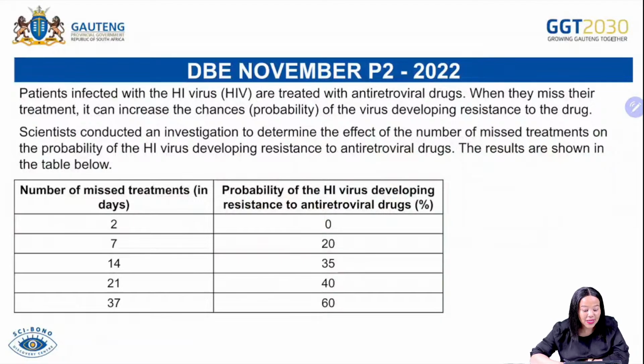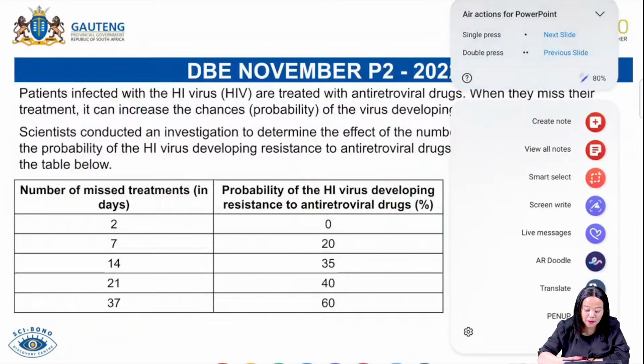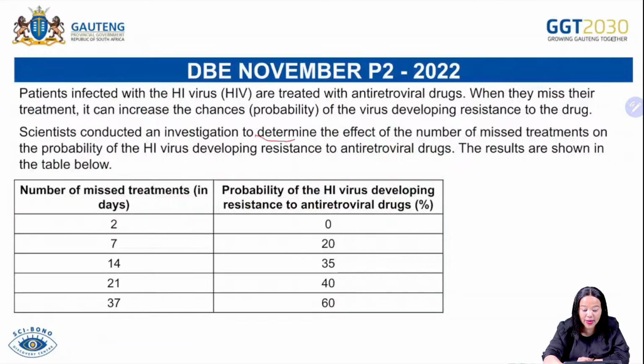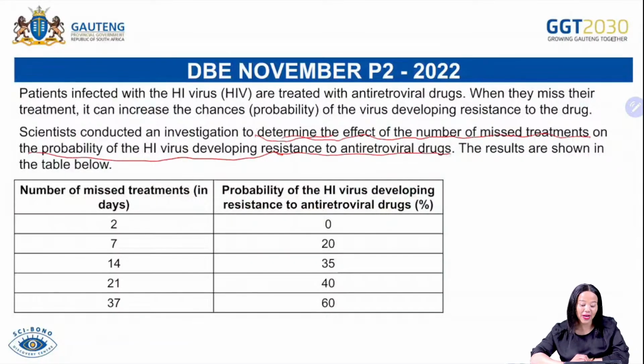Scientists conducted an investigation to determine the effect of the number of missed treatments on the probability of HIV virus developing resistance to antiretroviral drugs. Remember, we said the minute you see "to determine," that's where the aim is.